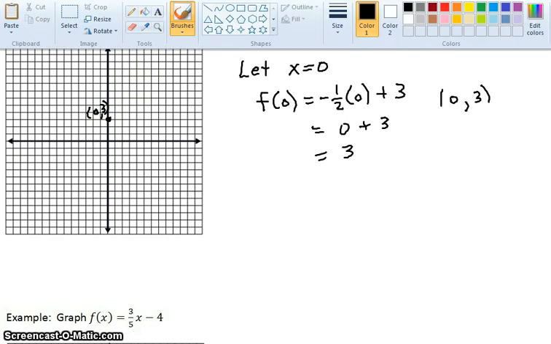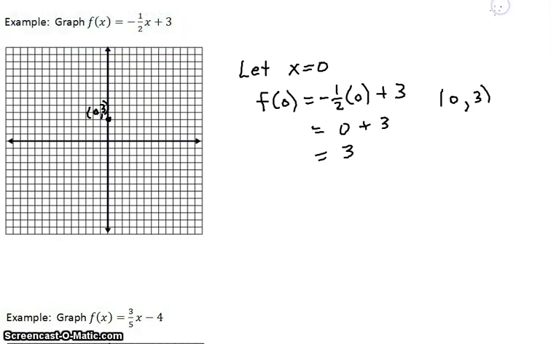So there's my first point. Now I need to pick out another point. It doesn't matter what point I pick, but if you notice, I have a fraction of a half. So I'm not going to get whole numbers for every point I pick. I want to pick something that can be multiplied easily by a half, so I'm going to pick a multiple of a half. I'm going to let x equal, let's say, 2. I picked that because I can multiply a half by that very easily.